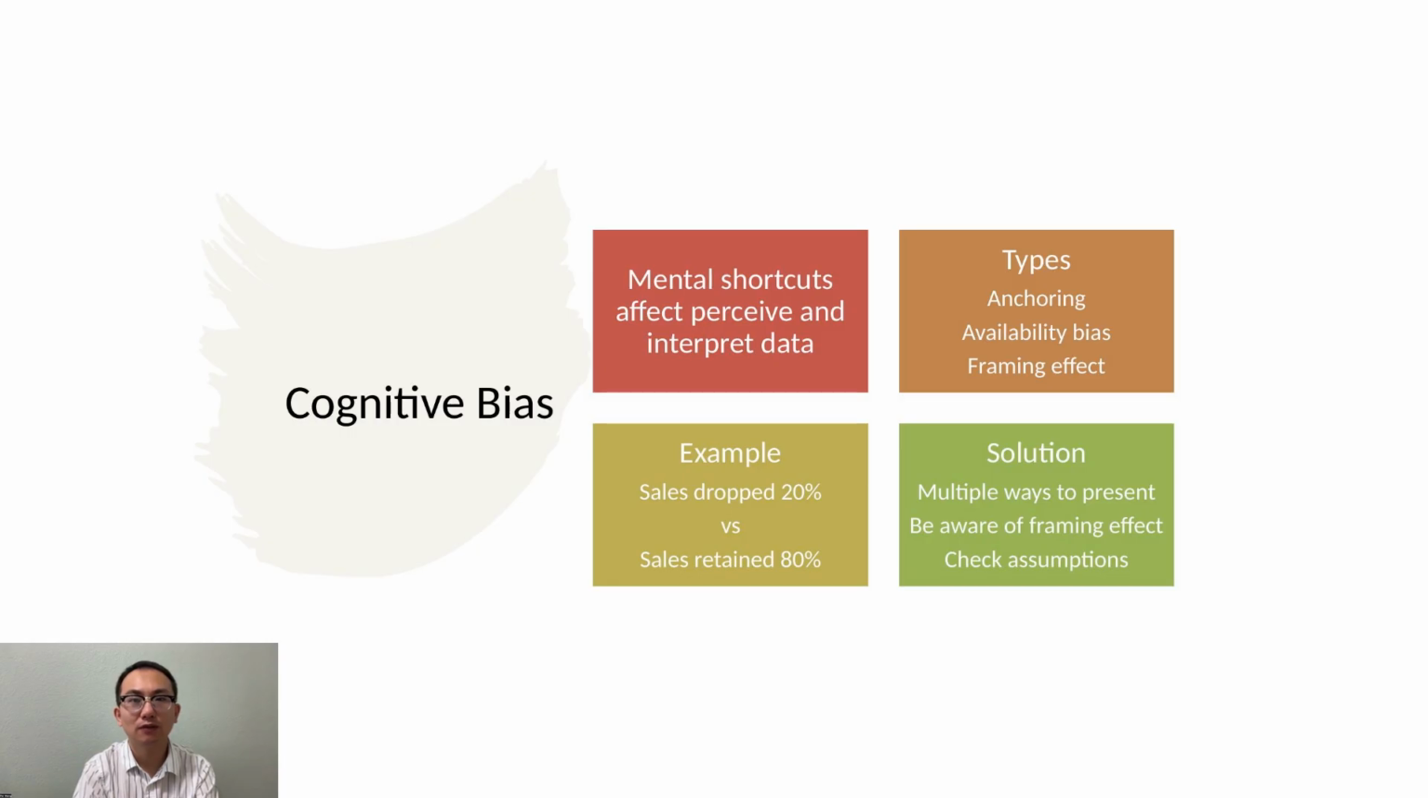For example, if a chart says sales dropped 20%, it sounds negative. But if it says sales retained 80%, it sounds more positive, even if it's the same data. To avoid these biases, present data in multiple ways. Be careful with how you frame your message and check your assumptions through peer feedback or statistical tests.